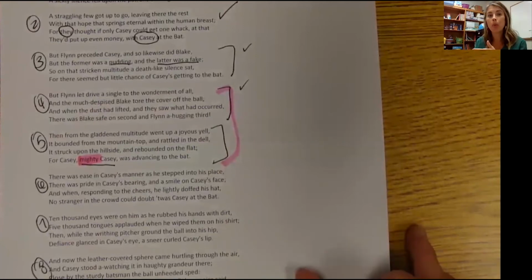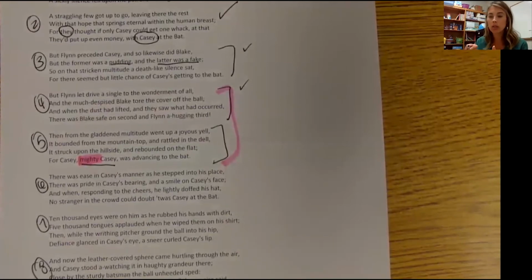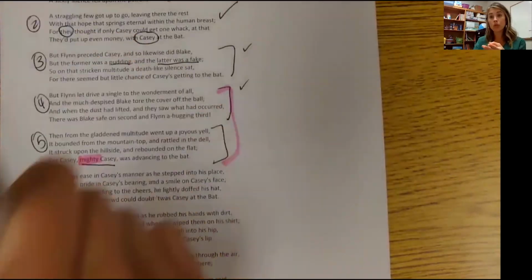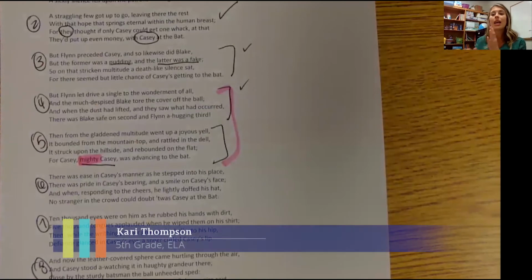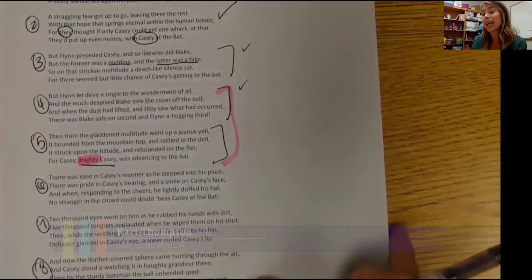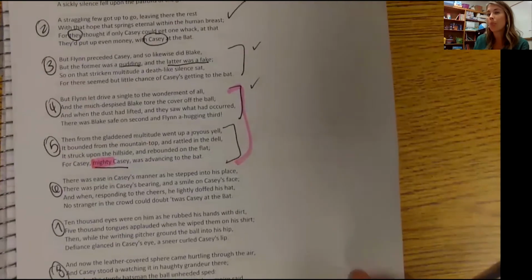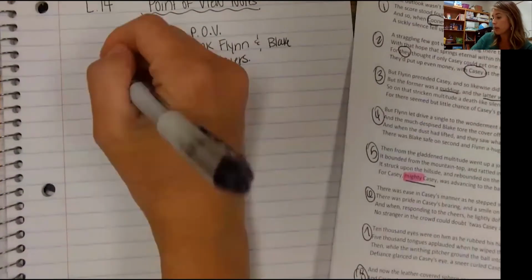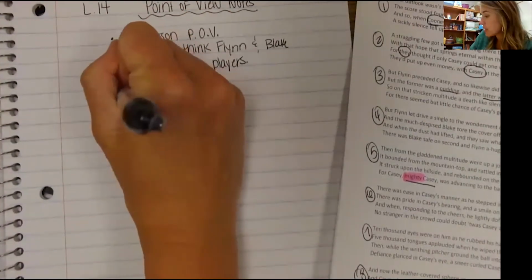I'm going to add that to my point of view notes. Remember, who is telling us the story? It's not Casey. It's not the fans. It's not one of the players we read about. It's the author. He thinks the first two players are not very good, but he does think that Casey is a pretty good baseball player based on that word mighty. Go ahead and write that down. Thinks Casey is a good baseball player.